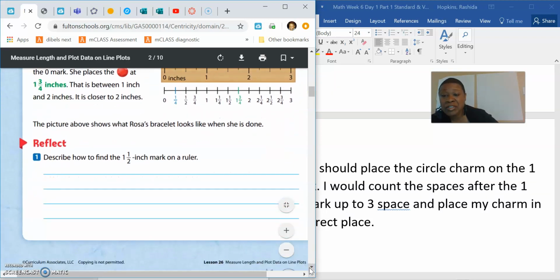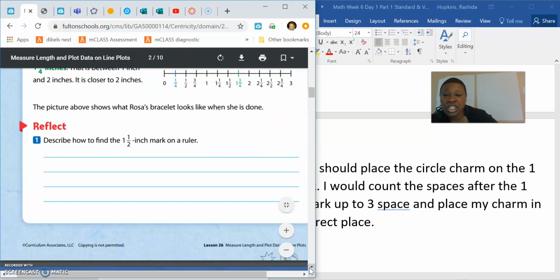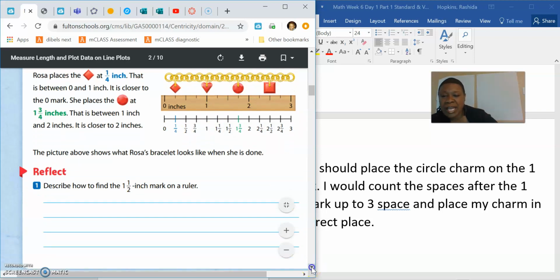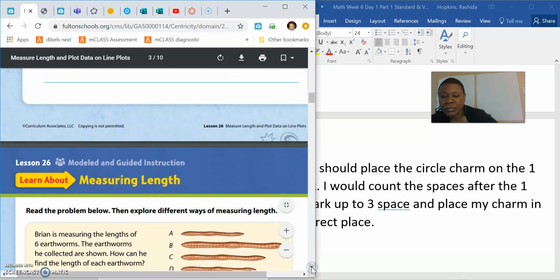The picture above shows what Rosa's bracelet looks like when she is done. So describe how to find the 1.5 inch mark on a ruler. What would you do? Find your 1 inch mark. I would find the 1 inch mark, and then I also would find where the half mark would be placed. So you would write that in your explanation on your reflection.